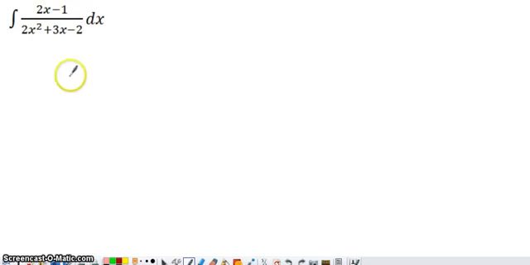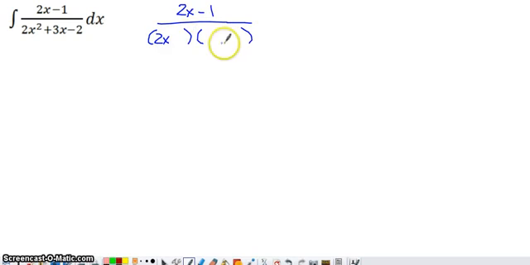I do notice that we have a denominator that could potentially factor. And so what I'm going to go ahead and try to do is I'm going to see if we can factor this denominator and then try to break this up into the sum of two separate fractions. So basically I'm going to try to do a partial fraction decomposition here.